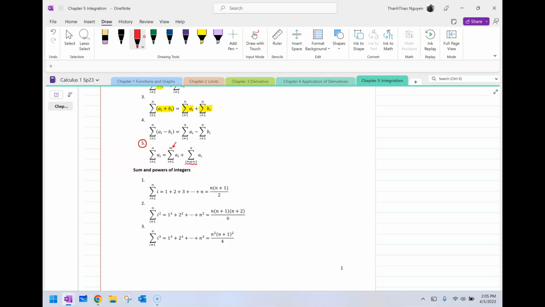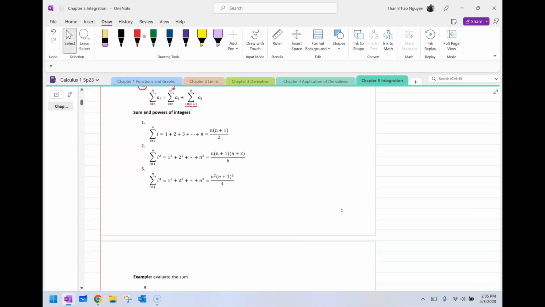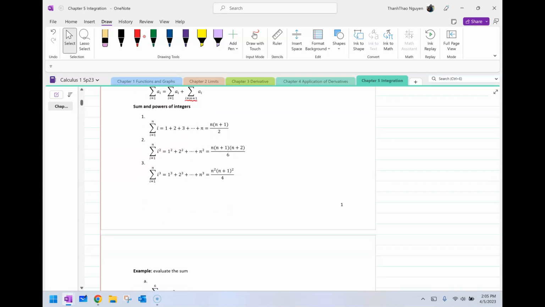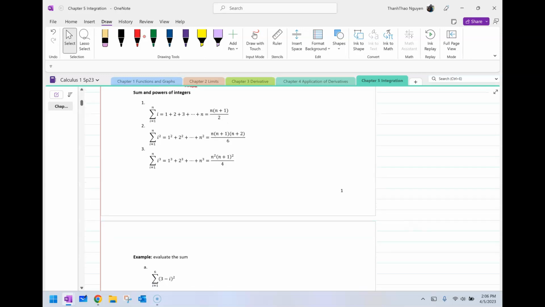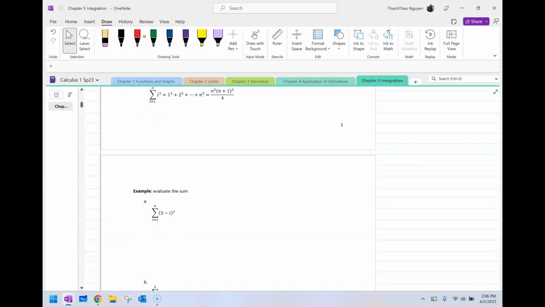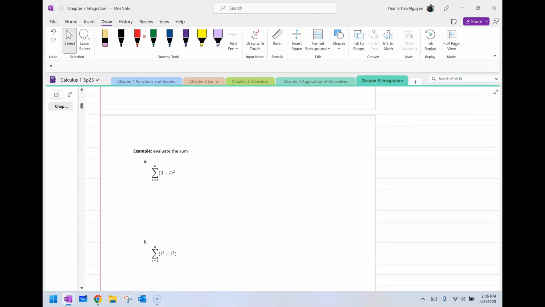Sum and power of integers. The sum of the first n integers equals n times n plus 1 divided by 2. The sum of n integer squares equals n times n plus 1 times 2n plus 1 divided by 6, and we have the sum of cubes. So let's take a look at the next example. We want to evaluate the sum.